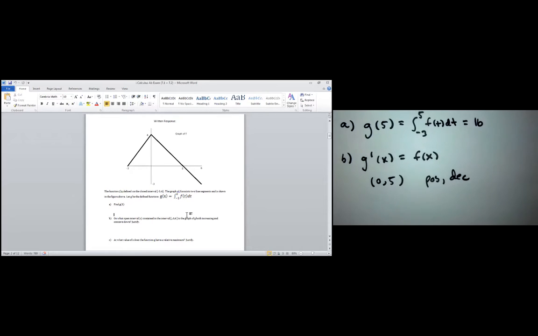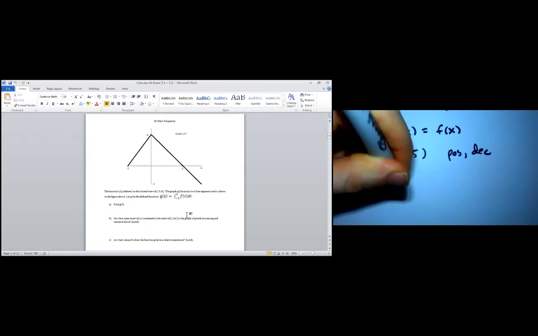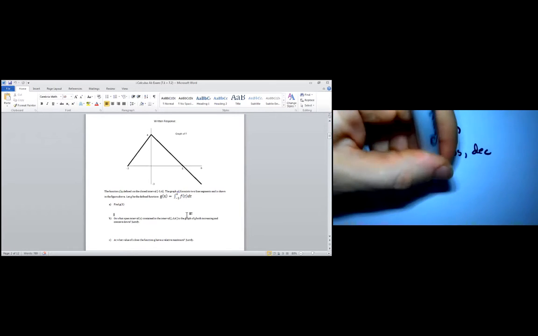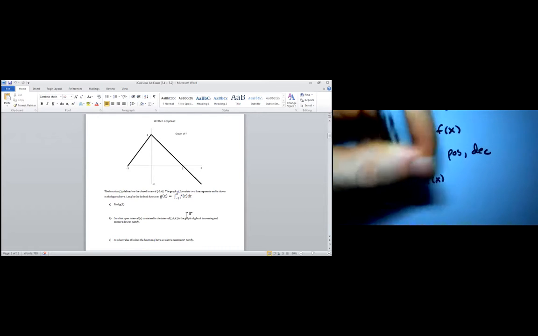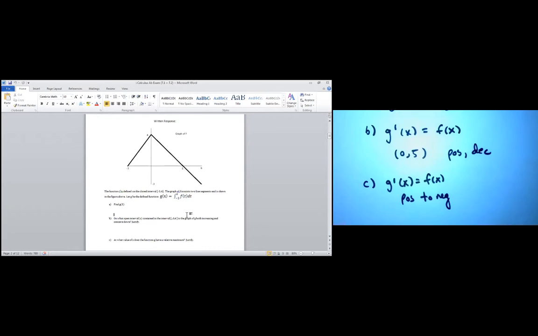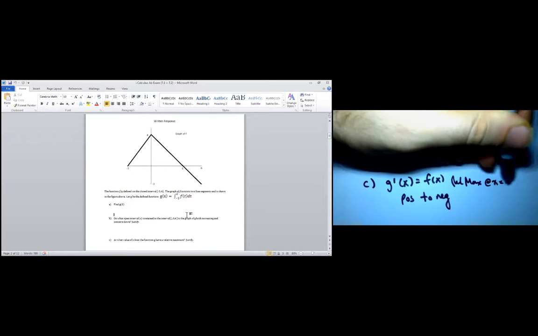Okay, part C, similar question. They want to know a relative max. The relative max would be at x equals 5. And again, we're going to lead with the same thing. It's helpful to know that G prime is equal to F. So there's a relative max at x equals 5 because G prime changes from positive to negative is the key justification you want there. Positive to negative, and it's a relative max at x equals 5.